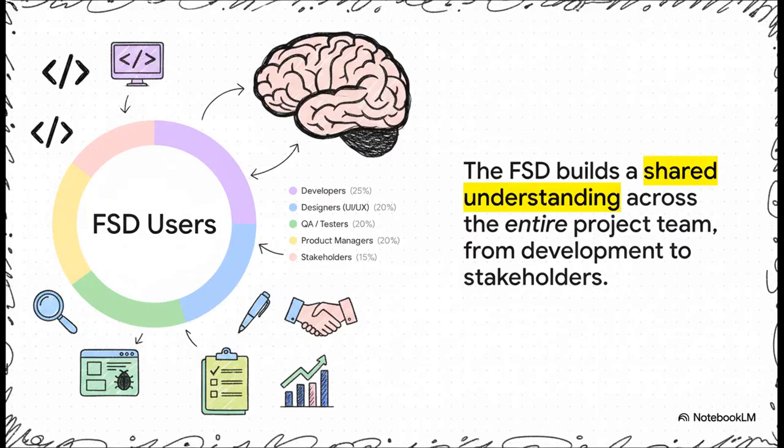So how does this actually create a shared understanding? Well, as you can see, the FSD is essential for just about everyone. Developers use it to build. Designers use it to understand the user's journey. The QA and testing teams literally use it to write their test cases. And of course, the product managers and stakeholders use it to confirm the project is on track and meeting its business goals. It keeps everybody aligned.